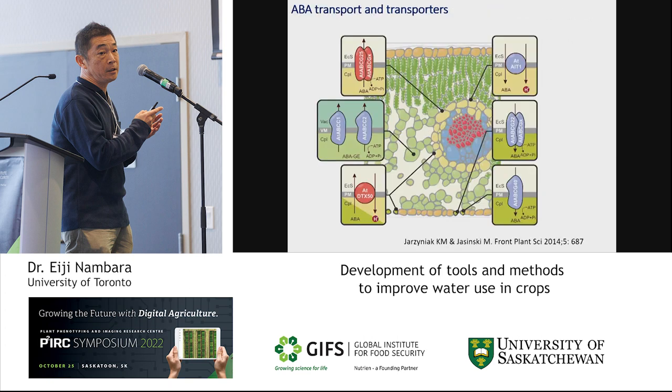So ABA is very important to regulate water relations in plants. ABA is a plant hormone, so it has to be synthesized and accumulated when necessary, but has to be degraded once unnecessary. To control local ABA concentration, ABA transporters are important. Right now a lot of influx and efflux transporters have been identified. These are expressed in different tissues. But still, our understanding of ABA transport is very limited.